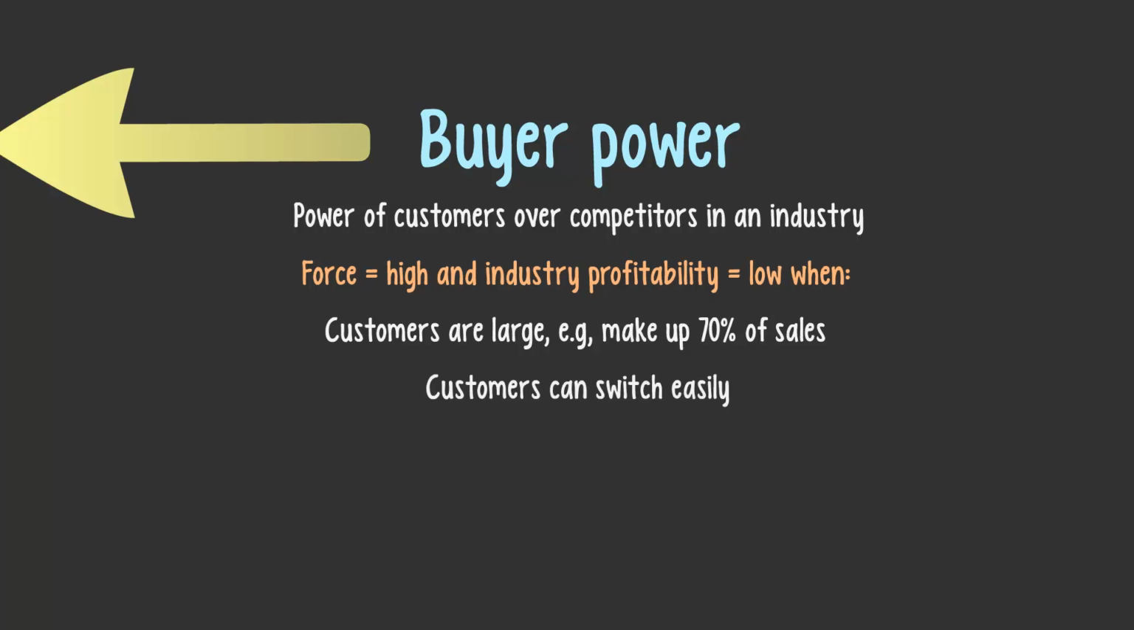And similarly, customers have power if they can switch between the competitors easily. Just like we talked about with our fruit and veg stall, if you've got a commodity like bread and there's very little difference between the brands, it's very easy for customers when they're shopping to put one company's loaves back on the shelf and pick up another if they think the other is too expensive. So there we go, that's buyer power. The force is high if buyers have power, and industry profitability low because the industry wouldn't have the power.